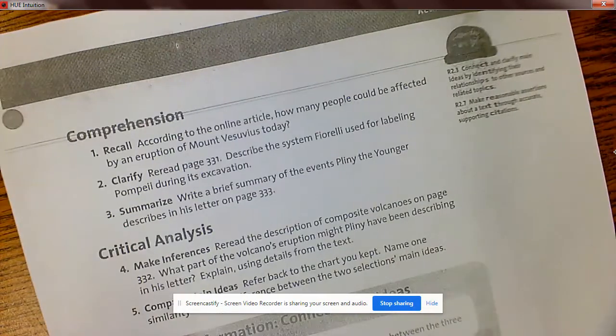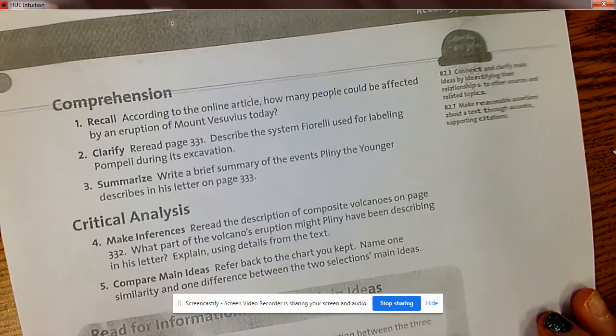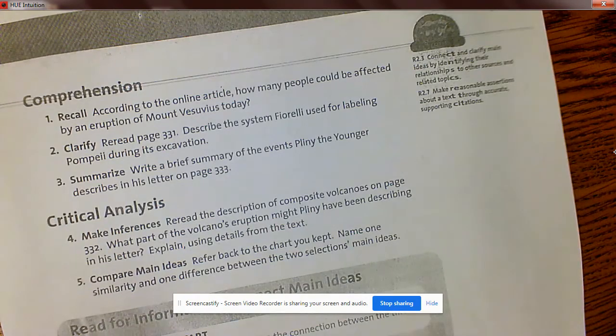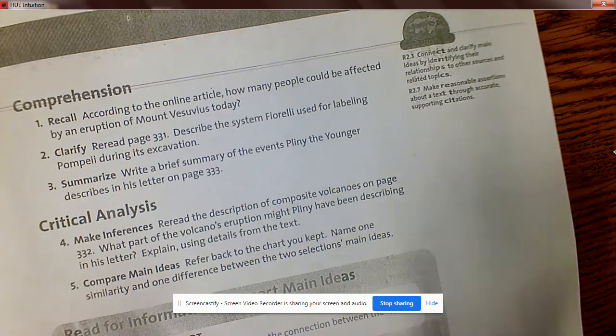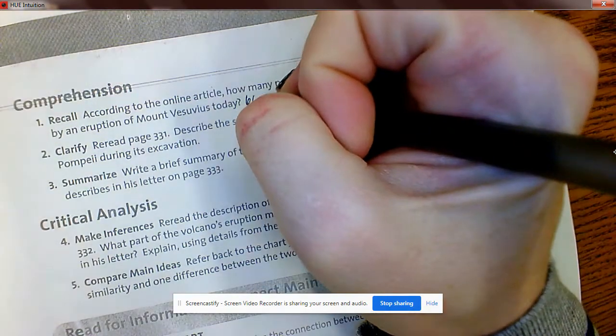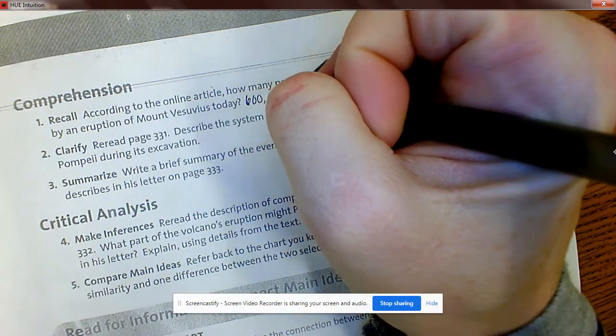And so the last page, comprehension. According to the online article, how many people could be affected by an eruption of Mount Vesuvius today? We just read that. Remember, what was it, Logan? It was 600,000. Very good.